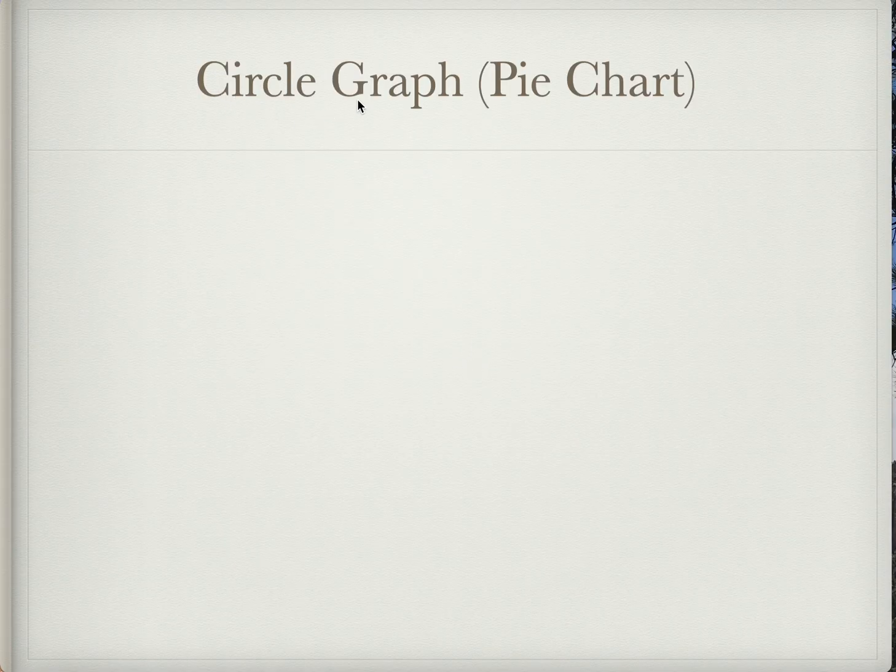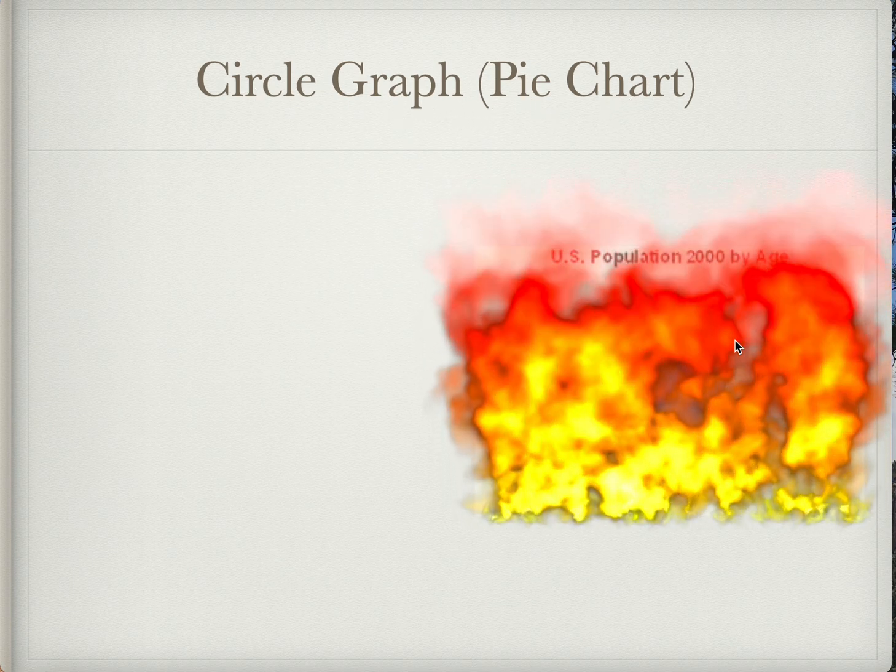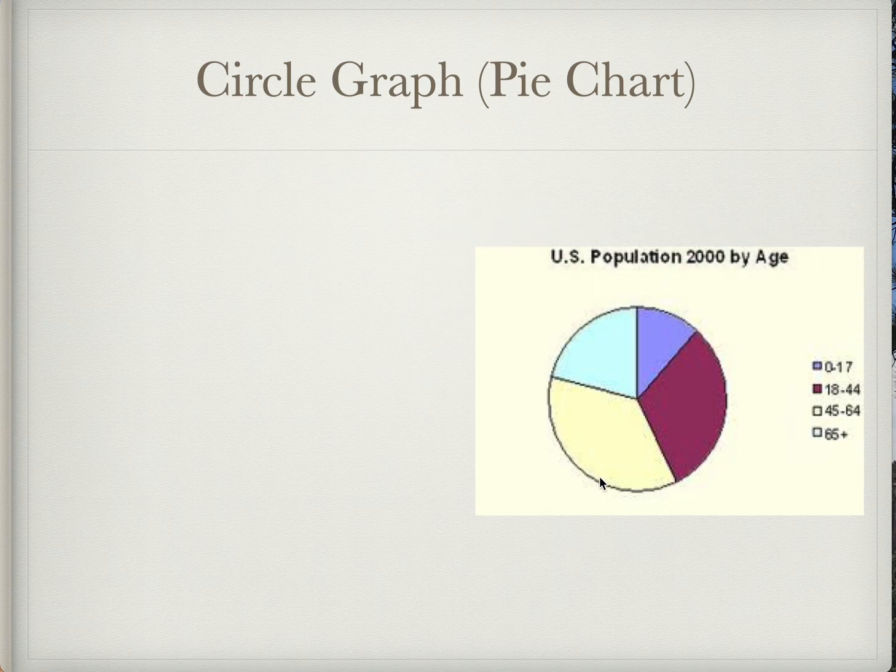Okay, next you have a circle graph, also called a pie chart, also called a pie graph or a circle chart. You've seen these before. This is comparing parts to a whole. You never have more than one circle. Yes, it's a fraction, but you're never going to have a mixed fraction. This is the U.S. population by age, back in the year 2000.